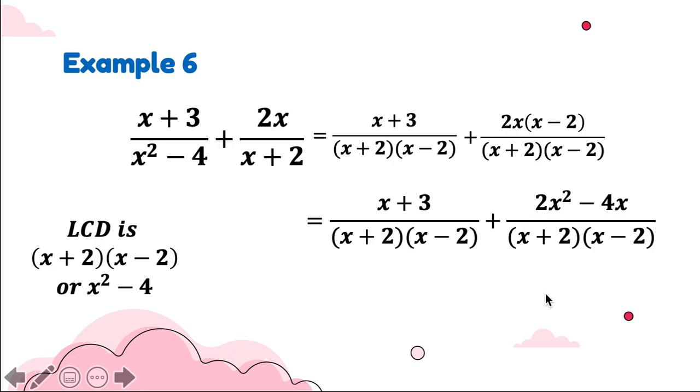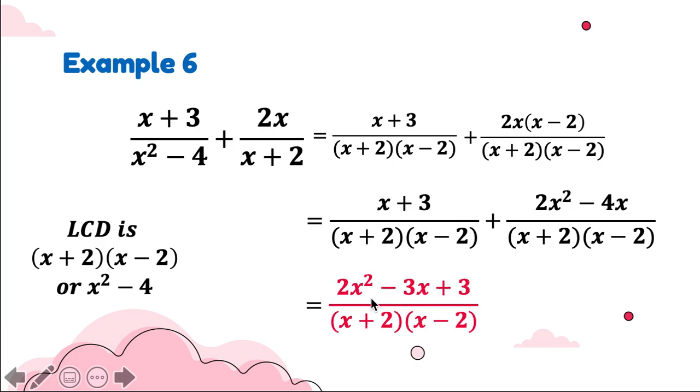So as you can see, 2x squared doesn't have any similar term on the other side. So we just need to copy 2x squared. And then combine x and negative 4x. So the answer will be negative 3x. And then just copy 3. Okay? This will be your final answer.